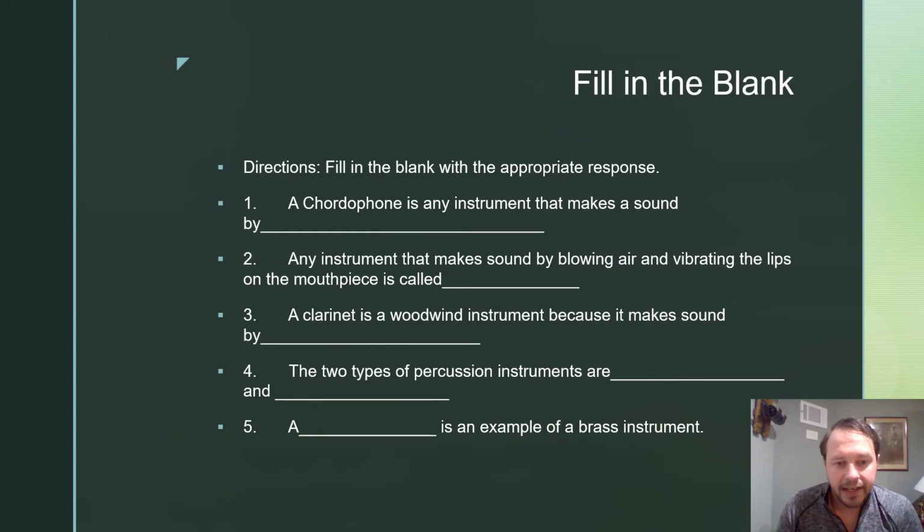Question number 3. A clarinet is a woodwind instrument because it makes its sound by, well, I actually just answered this in my explanation of question number 2. It's a woodwind instrument because it makes its sound by, how do woodwind instruments make their sound? By the air vibrating against the mouthpiece or reed. And in the case of a clarinet, we know a clarinet is a single reed instrument, so the air is vibrating against the reed here, okay? Or we should say that the air is causing the reed to vibrate against the mouthpiece, and that's what makes the sound, okay?